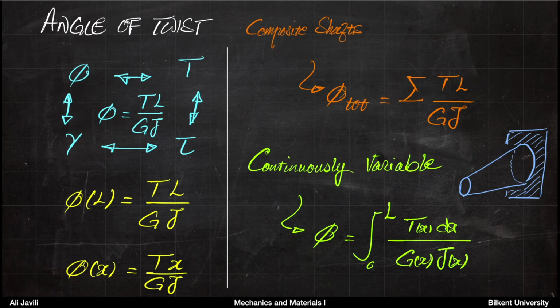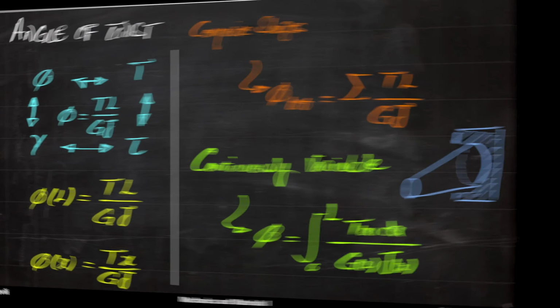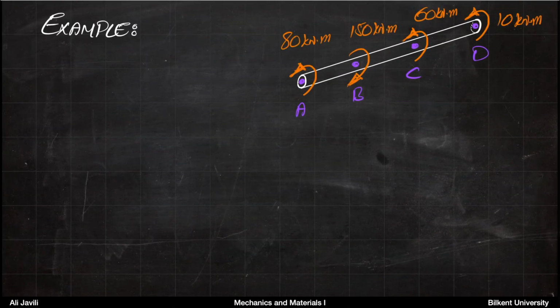But what we want to do before that is to define a proper convention for the positive internal torque. We do that by an example here. Let's say you have this example and we want to calculate the angle of twist. For simplicity, although it's a composite shaft if you want, you can assume that it's the same shaft, with the same cross section and the same material. So we are more interested in the signs of the torques and how to handle them.